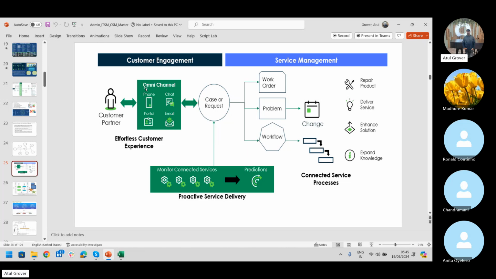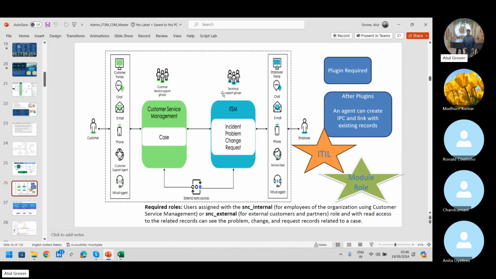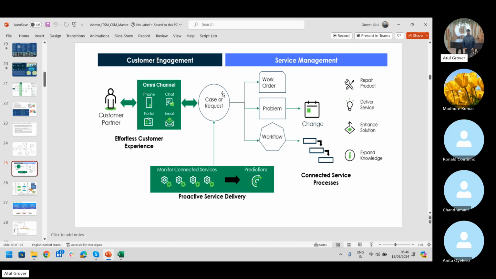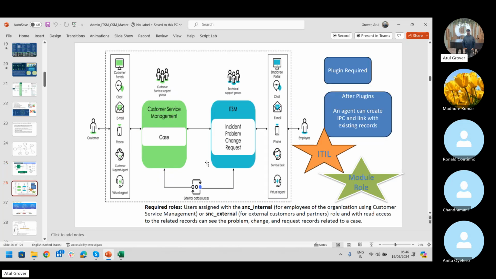So what it says: you are here, the customer. You can call, go to the portal, chat or email and log a case. In the background, I will either log a work order, problem or workflow. Let me show you some more pictures. This one is easier to understand. Both are similar, these two pictures, but there is a little bit more differentiation here.